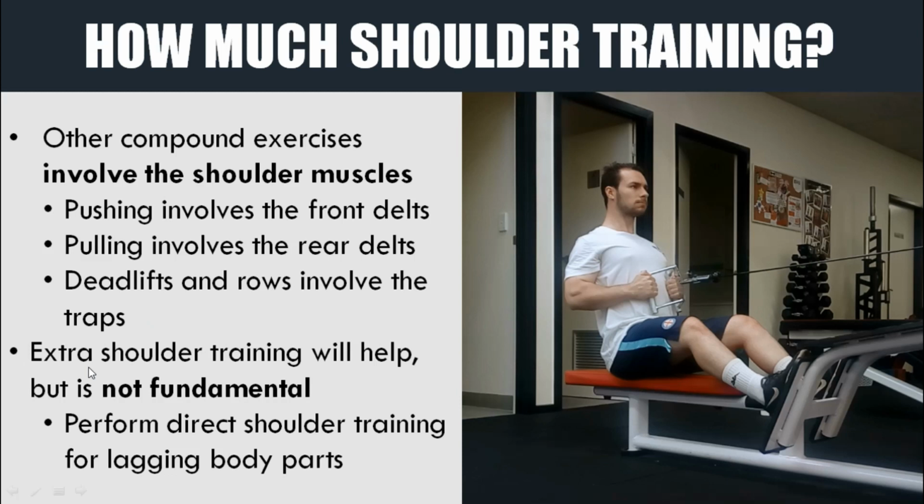So extra shoulder training will help to grow those muscles, but it's not fundamental, because as long as we have all these main compound exercises in our program, we can probably get pretty good shoulder growth without having to do any direct training for it. However, we can perform more direct training for our shoulders if our shoulders are particularly lagging, or maybe our traps, for example, are lagging. Any part of our shoulder that's particularly lagging, we may want to perform a little bit of extra direct shoulder training.